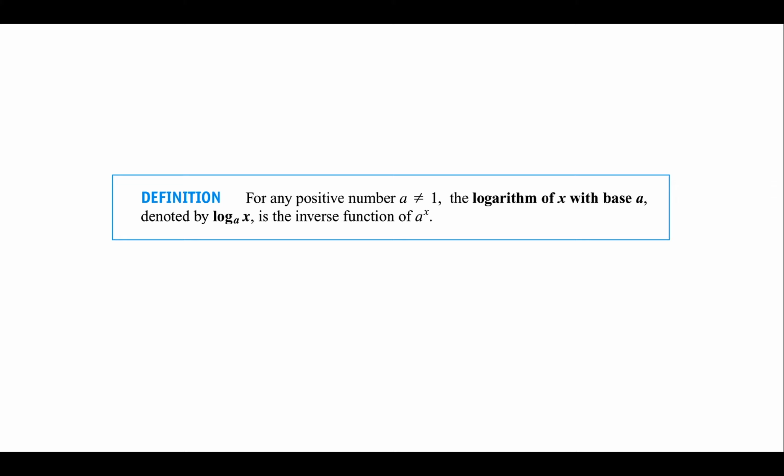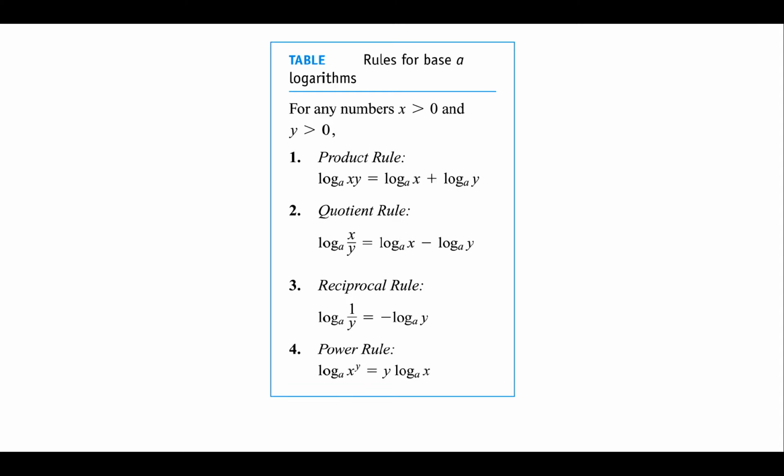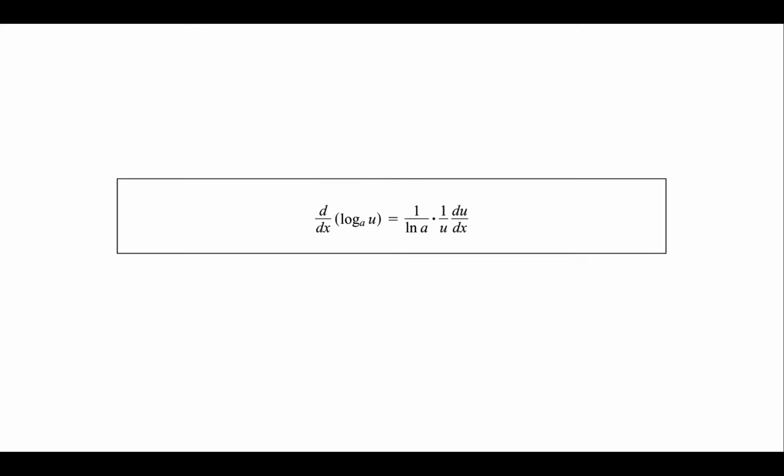For any positive number a which is not equal to 1, the logarithm of x with base a is the notation, and its inverse is a to the power x. That's their relation, because they are inverses of each other, their composition would be the same as the input. These are some rules of the log function: product rule, quotient rule, reciprocal rule, and power rule. They are all very simple basic rules from college algebra. You can review them, and that's the derivative of log base a of u with respect to x.